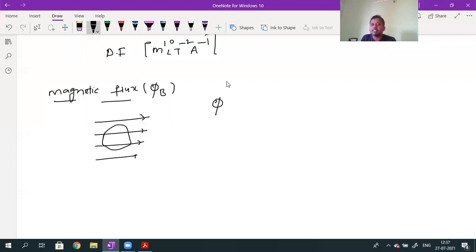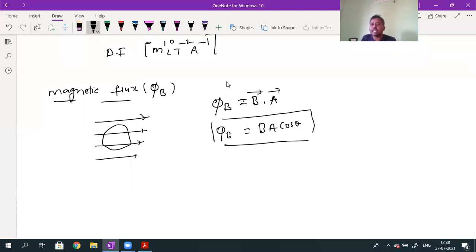Actually, the magnetic flux is the dot product of the magnetic field induction B bar and the area vector A bar. Phi B, which is B bar dot A bar, is equal to BA cos theta. This is the total flux linked with the total area A bar, where A bar is the area vector. So flux is given by B into A into cos theta.